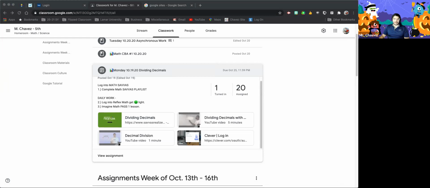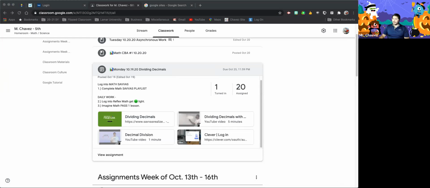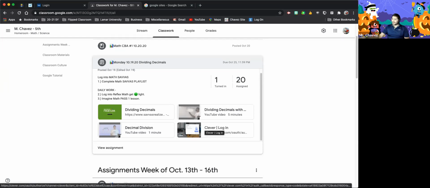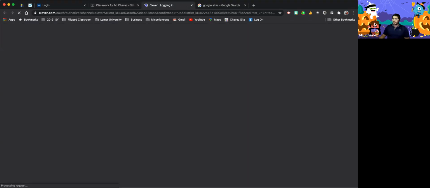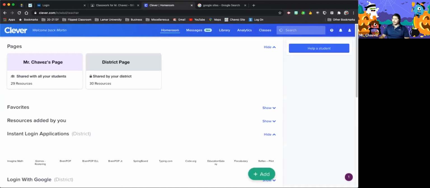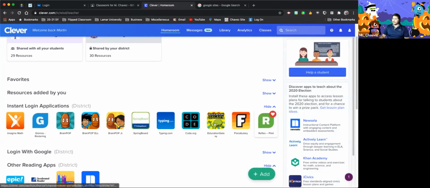So first, what I want us to do right now is go here to where it says Monday. Everybody click on Clever and log on to Reflex. Let's try to get our green light, and I'll give you a timer of 15 minutes. So everybody go do that right now. Everybody needs to go to Clever, sign on to Reflex. Remember, Reflex is this one where it says Reflex Pilot. So that's where I want everyone to be at right now.